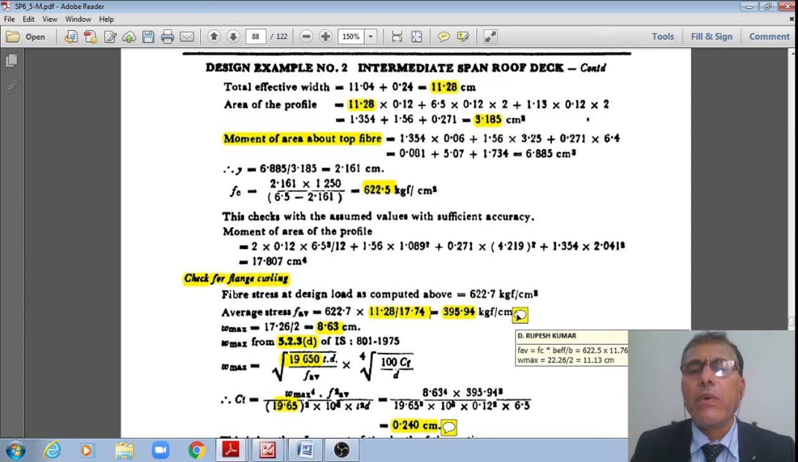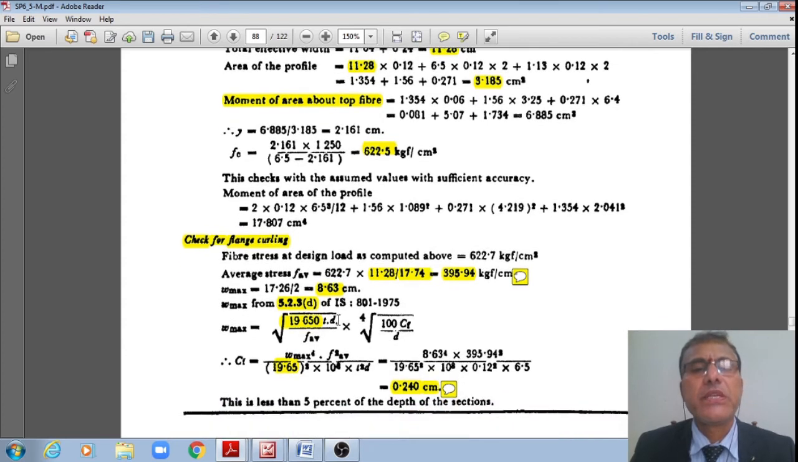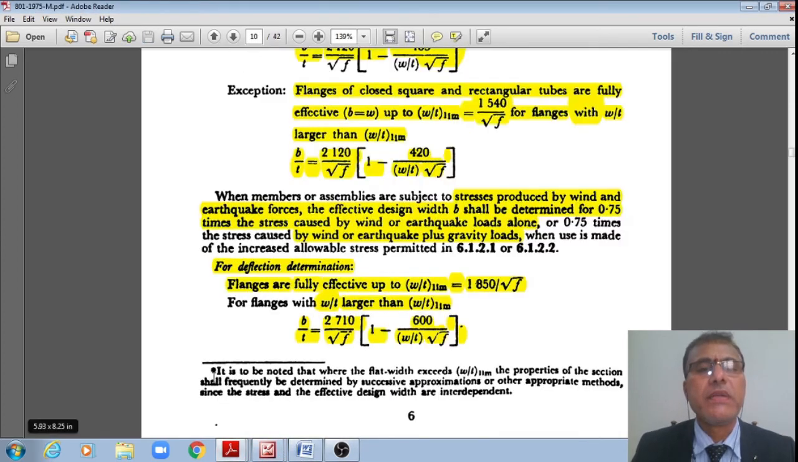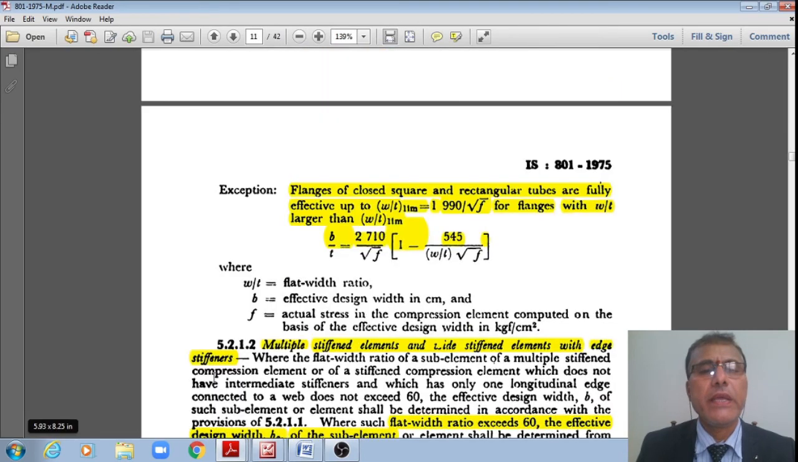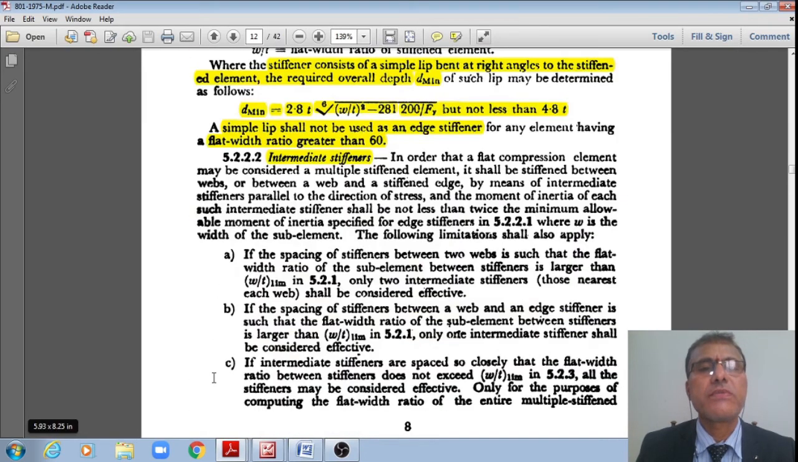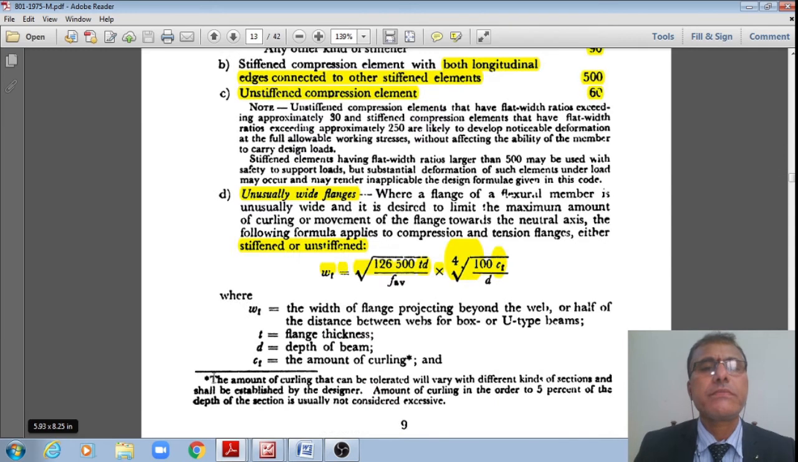Therefore, now I'll calculate the maximum width. W maximum is equal to 22.26 divided by 2, 11.13, not 8.63, student, right? However, as per this clause 5.2.3.d, 523D, right? Let's revisit that, right? Now, this is all the total specification, student, 523D. This is what I am saying, right?